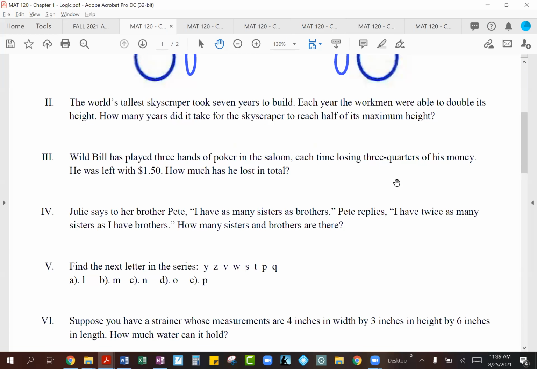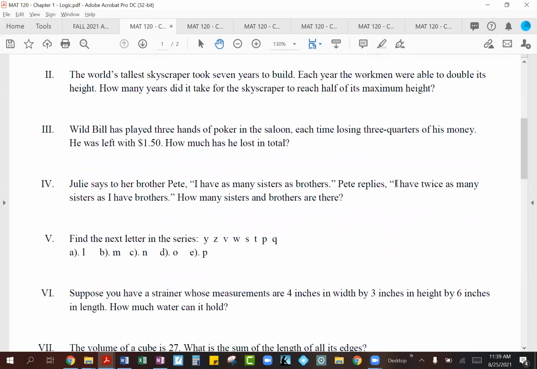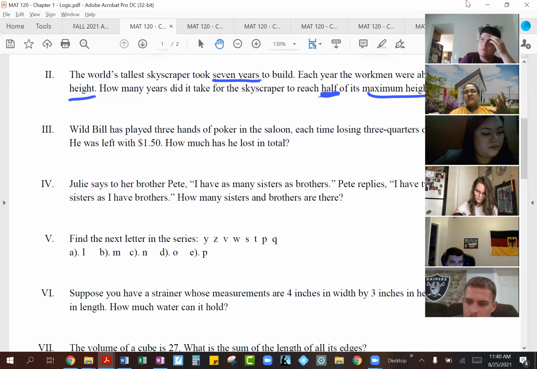All right, let's go down to our second example here. So this one is talking about the world's tallest skyscraper that took 7 years to build. Each year, the workmen were able to double its height. So they want to know how many years did it take for the skyscraper to reach half of its maximum height. So they're telling us the entire skyscraper took 7 years to build. Basically, the workmen were doubling the height every year. So we want to know, when did the skyscraper reach half of its maximum height? In which year? So year 1, 2, 3, 4, 5, 6, or 7.